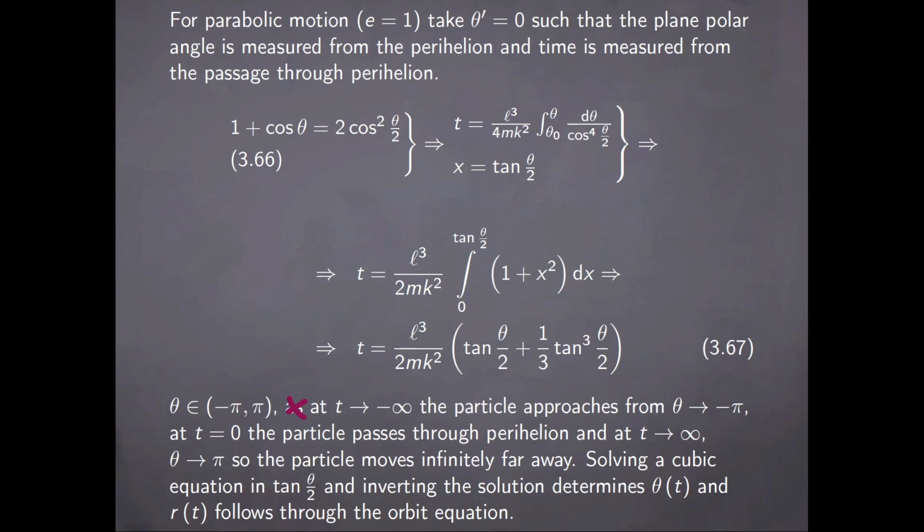Then when t tends to minus infinity, the particle approaches from theta asymptotically given by minus pi. At t equals 0, the particle passes through perihelion, and at t tends to infinity, theta will tend to pi, so the particle moves infinitely far away. And solving this cubic equation in tangent of theta over 2 and inverting the solution will determine theta as a function of time, and then the radius as a function of time will follow through the orbit equation.